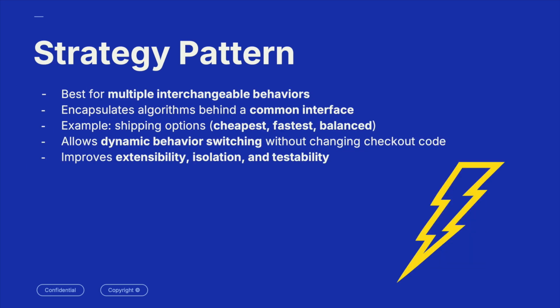The strategy pattern is ideal when a system needs to support multiple interchangeable behaviors. Instead of embedding logic inside a single component, behaviors are separated into strategy classes that follow a common interface. For example, consider a shipping calculator in an e-commerce platform. The system may need different strategies for cheapest shipping, fastest shipping, or balanced shipping. By using the strategy pattern, the checkout component can switch behaviors dynamically without changing its own code. This improves extensibility and keeps each algorithm isolated, which also makes testing easier and supports future growth.